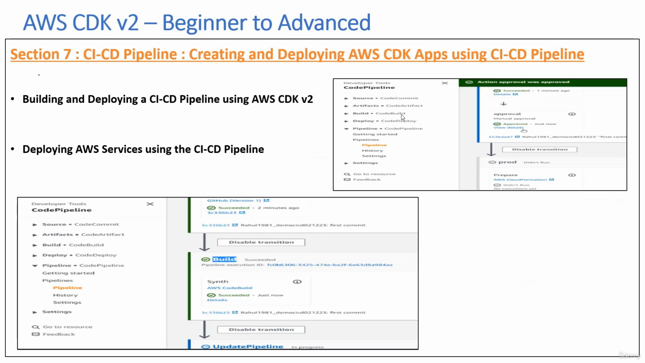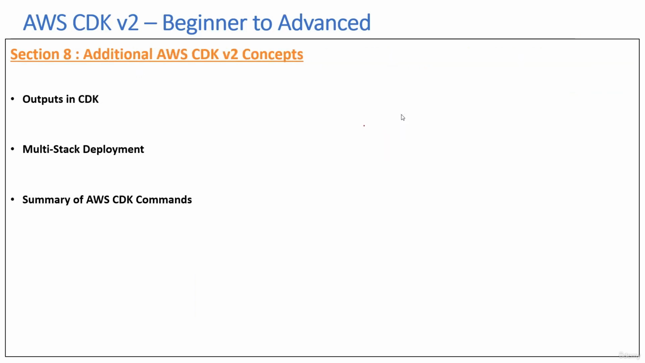In section 7, we're going to create a CI/CD pipeline using AWS CDK and then develop and deploy an app using AWS CDK through this CI/CD pipeline. And then finally in section 8, we're going to look at some additional AWS CDK concepts.